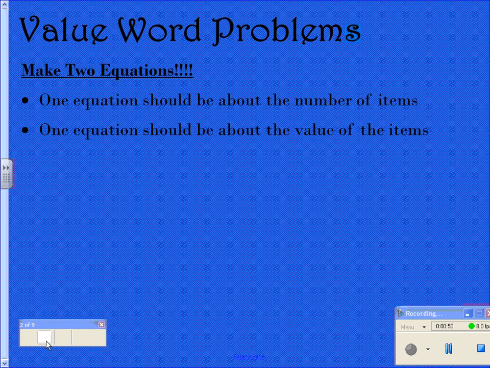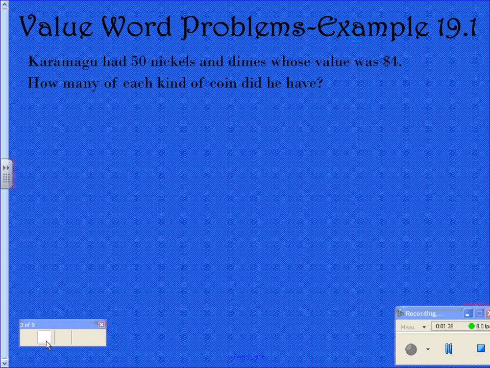Word problem. One equation is about the number of items. And then one equation is going to be about the value of the items. One's about the number of items and one is about the value. You remember nickels and dimes and quarter problems? That's an example where you have 25 of the coins and then you figure out how much the value of them is. That's what they're going to look like.